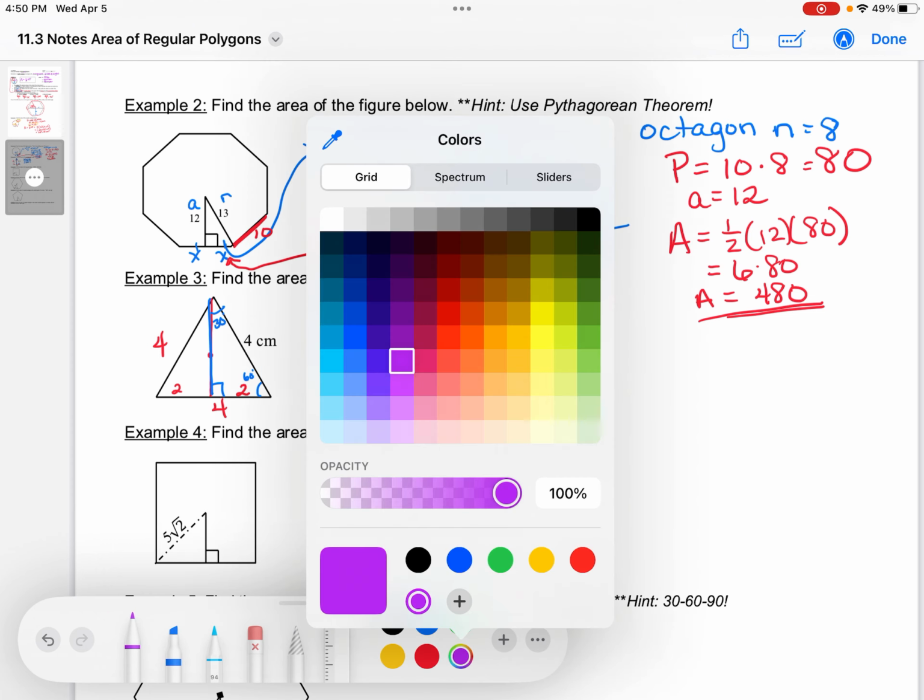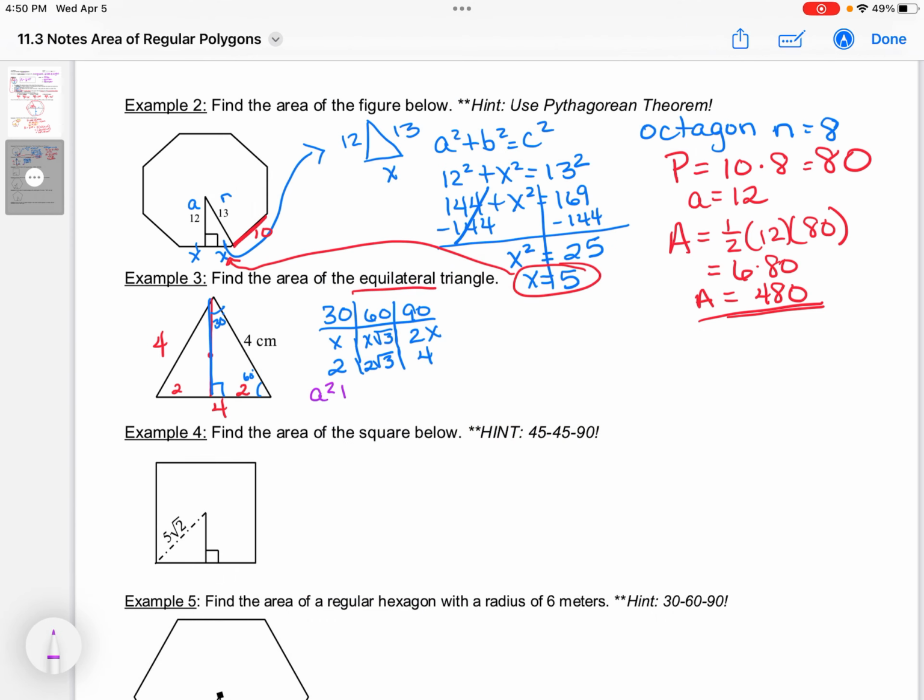You could also do a squared plus b squared equals c squared. 2 squared plus b squared equals 4 squared. And it should come out to be the same thing. So we have 16 minus 4, which is 12. So b squared equals 12. And b equals the square root of 12, which happens to be 2 times the square root of 3. All right, so that's our base, our height.